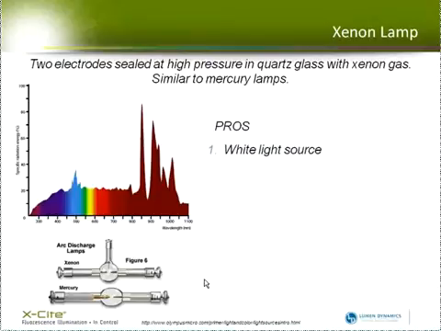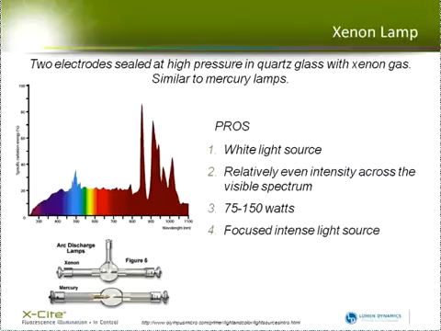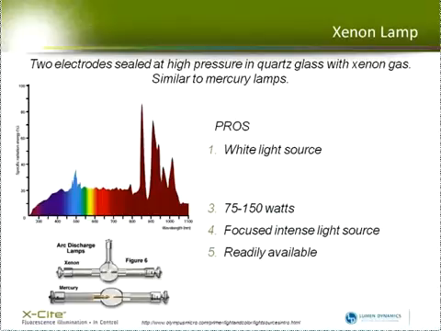So again, it's a white light source, so you can excite most dyes with it. Relatively even spectrum across the visible. They're 75 to 150 watts. And again, it's a focus light because the light is formed at this small position between the electrodes where you have the arc forming. And these are also fairly readily available.